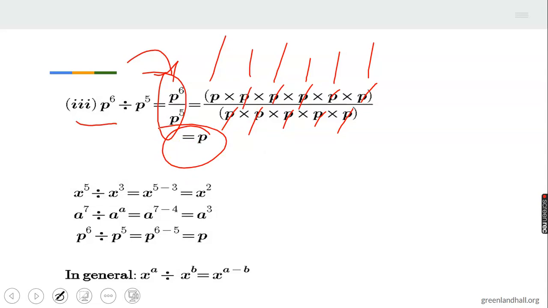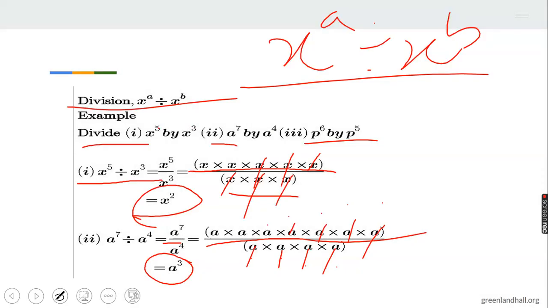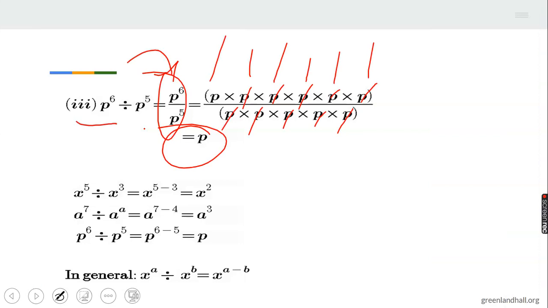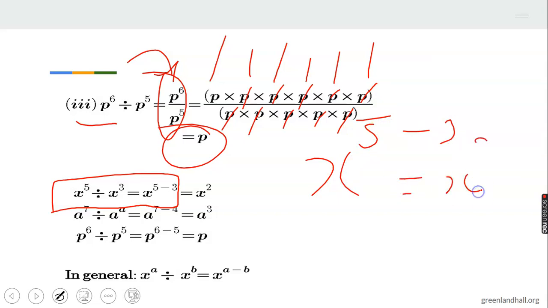Again, you notice that when we did the division here, it looks like minus. The one we did before was addition. Now, this one takes the form of a subtraction. Now, in a more quick way, x raised to the power 5 minus 3 equals x raised to the power 2. That is, whenever you divide indices, you subtract their powers to get your answer.